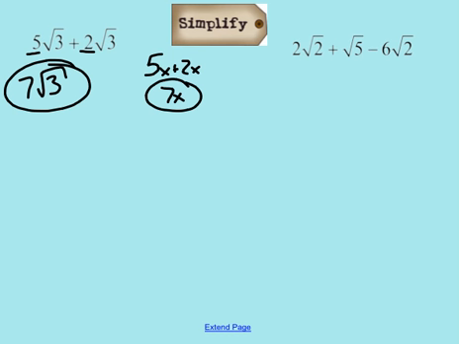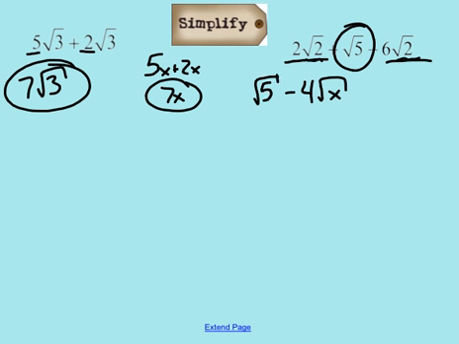When I look at this one, square root of 2, square root of 2. So those are the same. So usually maybe we'll underline those. 2 minus 6 would be a negative 4 square root 2. All right. Square root of 5 is by itself. I might write that out front. So we know it's the square root of 5 minus 4 square root 2. It's not square root x. Don't write that. Write that as square root 2.